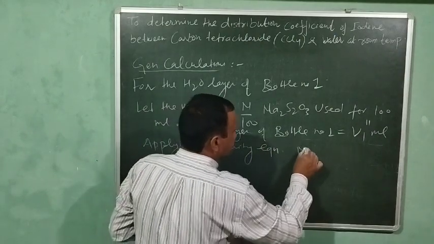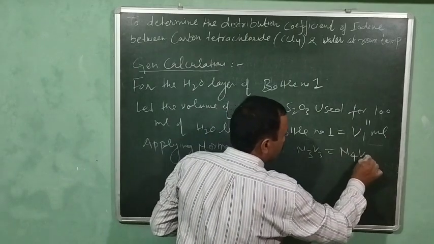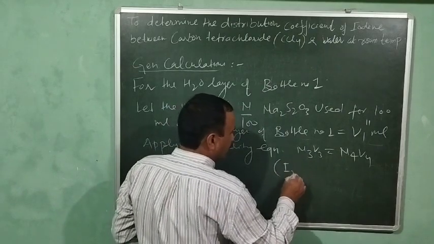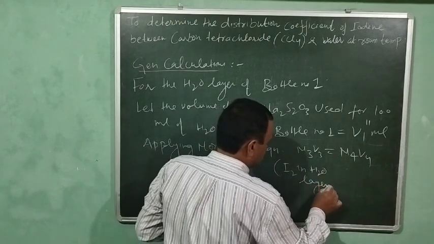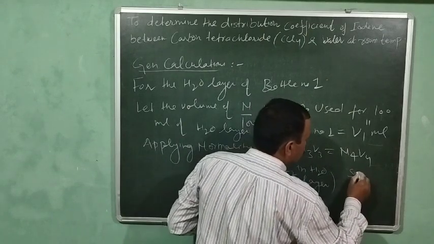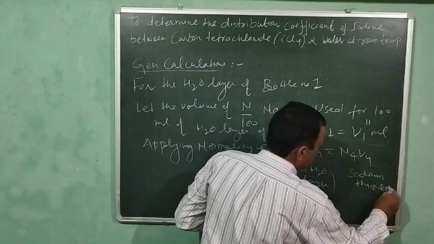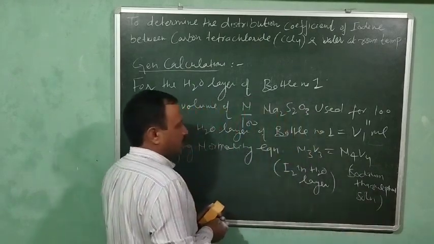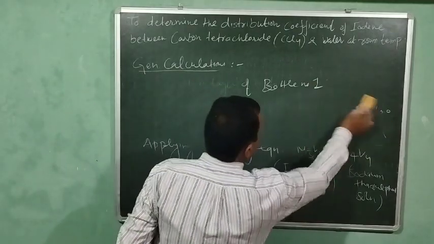that is N3V3 equal to N4V4, and here in left hand side we will have iodine in water layer, and here in the right hand side we will have sodium thiosulfate solution, having normality N/100. So now let us substitute the values in this normality equation.